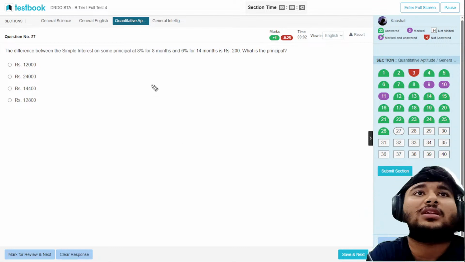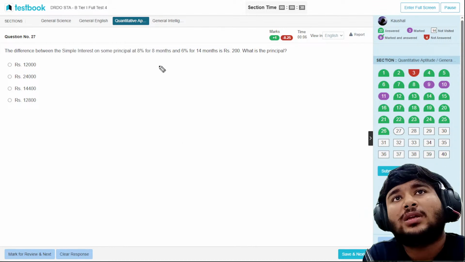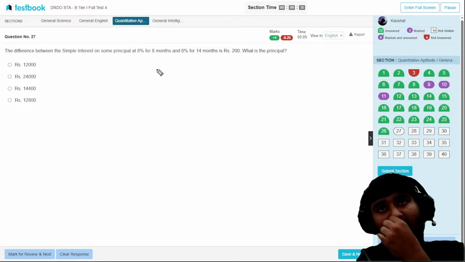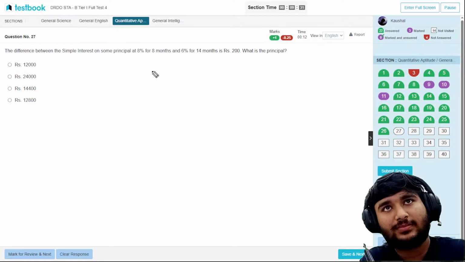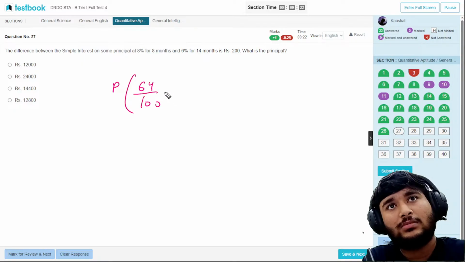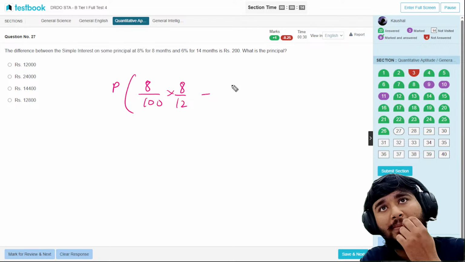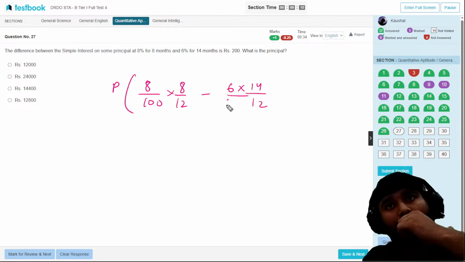देखना डिफरेंस बिटवीन द सिंपल इंटरेस्ट एंड some principal at 8% and for 8 months and 6% for 14 months is इतना. अच्छा. 864 by 100. 8 upon 100 into 8 upon 12 minus 6 into 14 upon 12 upon 100. 200.